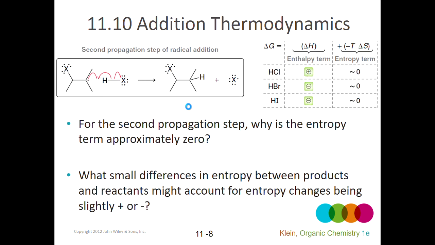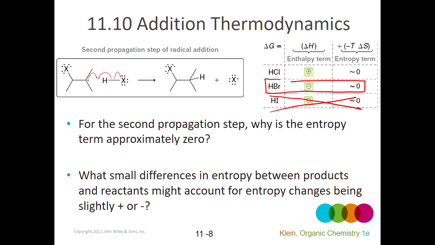So let's take a quick look at the second propagation step. The second propagation step is where the radical abstracts a hydrogen to produce a product and regenerates the halogen radical. So in this one, what we're seeing is it's favored with HBr and HI. But we're already ruling out HI because it didn't favor the products in the first step. What we see here with the HCl is it doesn't really favor the products enough.